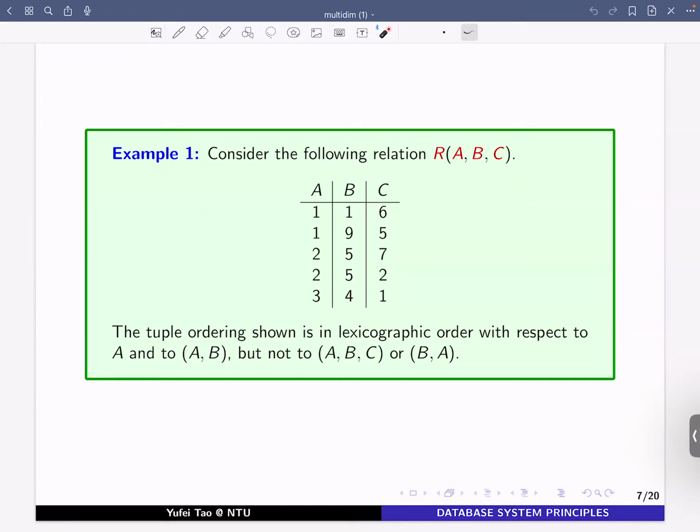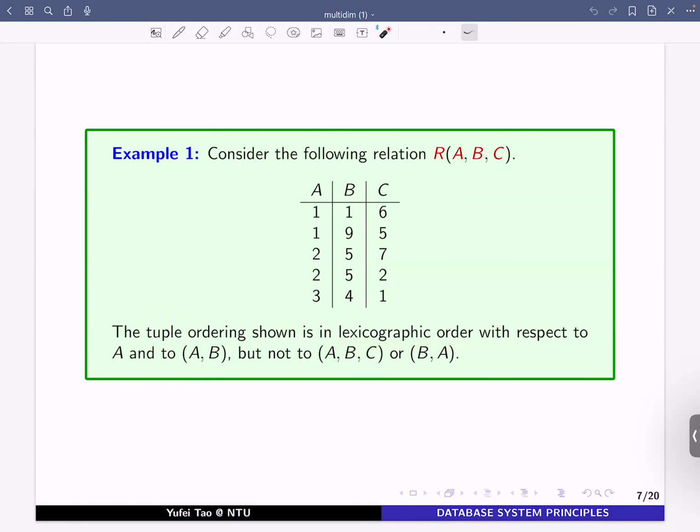Interestingly, this relation is not sorted only on A. You can also say that the relation is sorted on A and B. Okay. However, there is a sequence here. A comes first and then B. So we say the tuple ordering is in lexicographic order with respect to A and B.